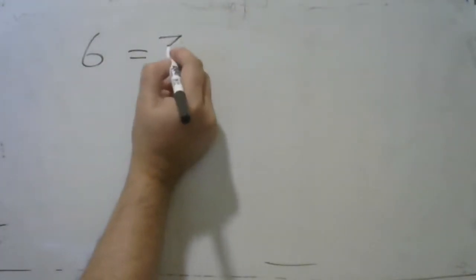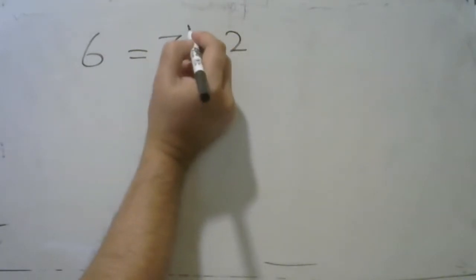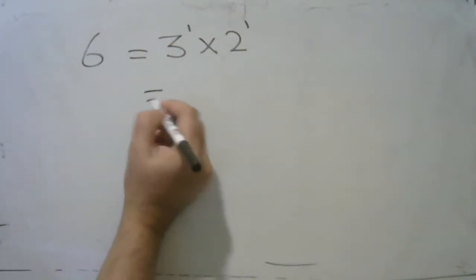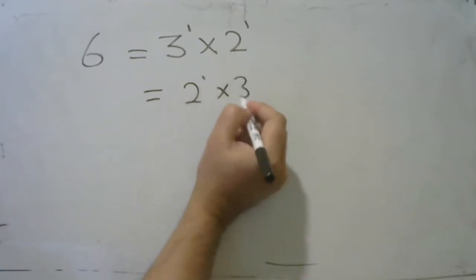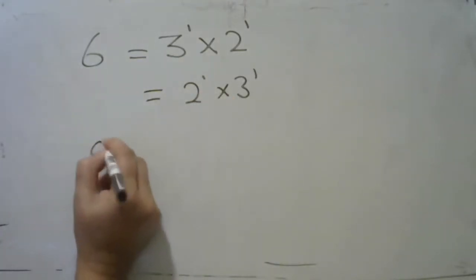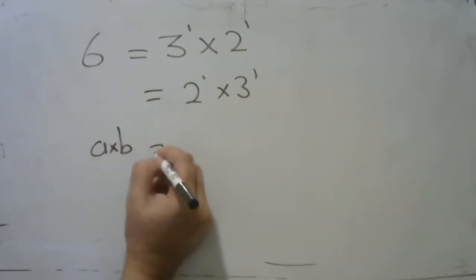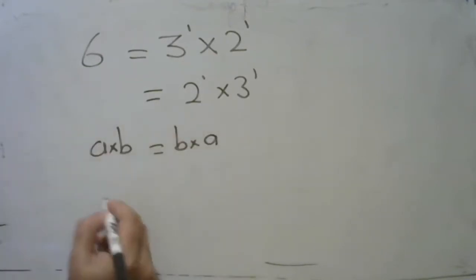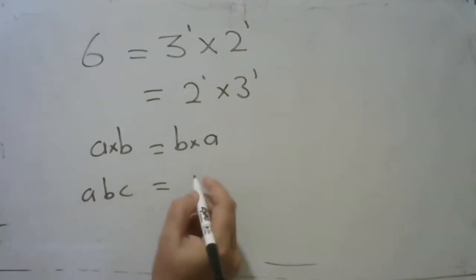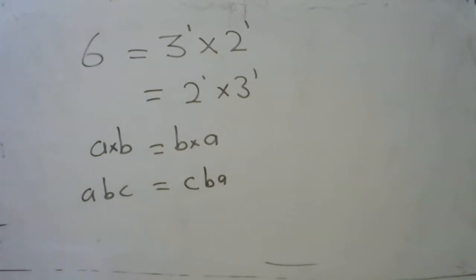Now, if you have something like 6, this is the same as 3 times 2. This is like 3 to the 1 times 2 to the 1. This is also the same as 2 to the 1 times 3 to the 1. So A times B is the same as B times A, and A, B, C is the same as C, B, A. All right? Now, the reason for explaining this stuff is that we're going to look at a question here now. Right?